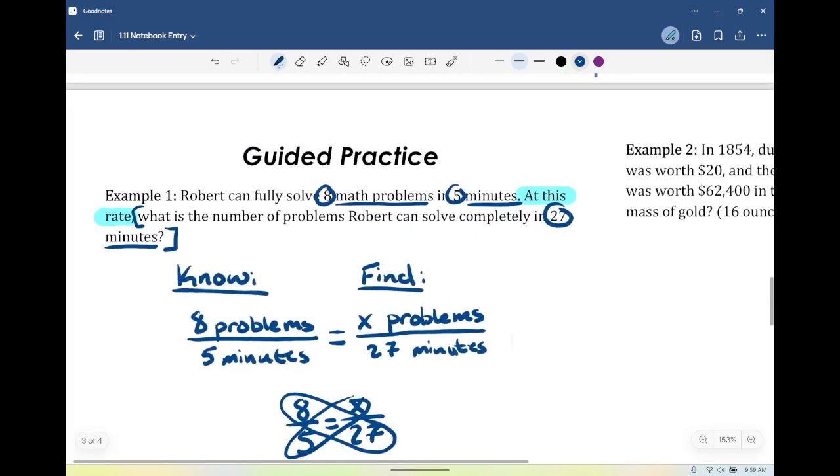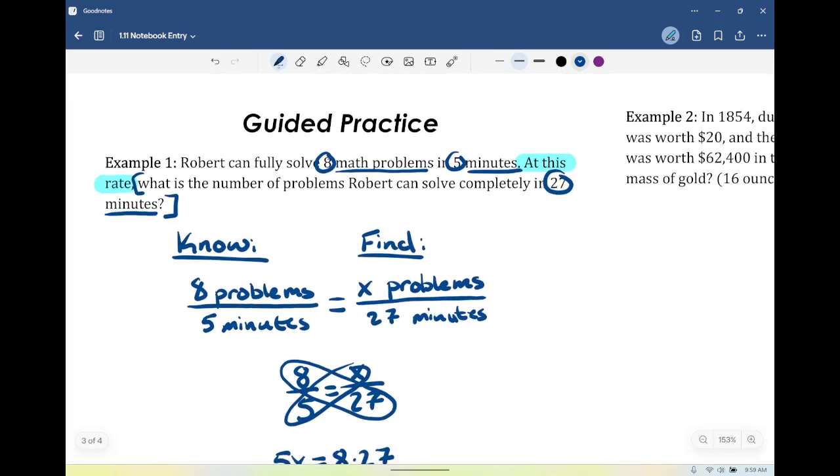Let's go back up. Full question. What is the number of problems Robert can solve completely in 27 minutes? Now, this word completely is super important because it means that we're going to have to do what with our answer?